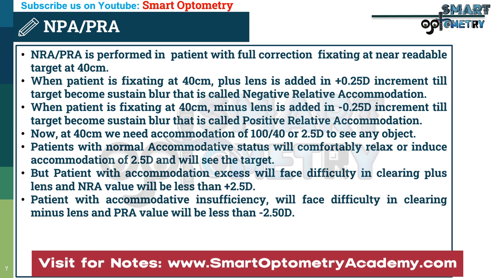So based on NRA and PRA value, low NRA indicates high amplitude of accommodation, low PRA indicates low amplitude of accommodation, and normal NRA and PRA indicate normal amplitude of accommodation.